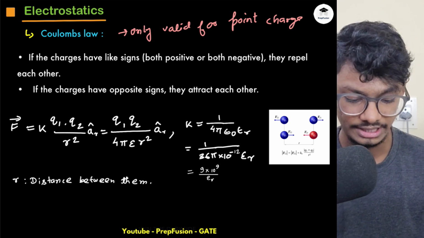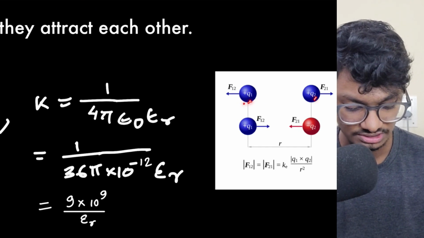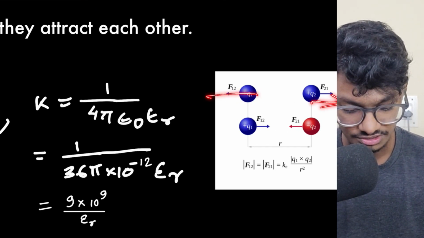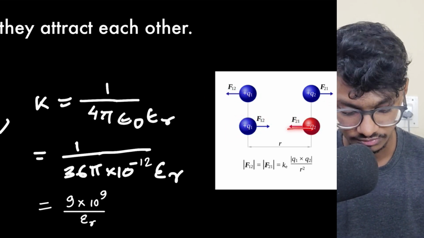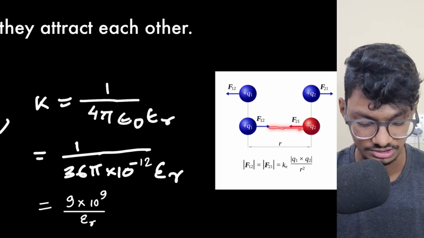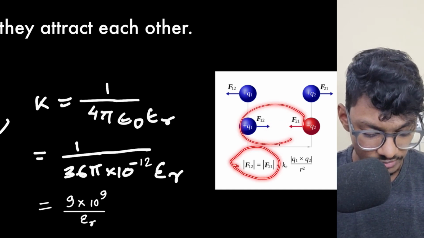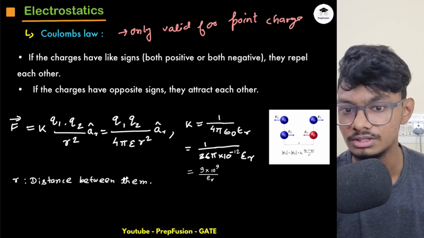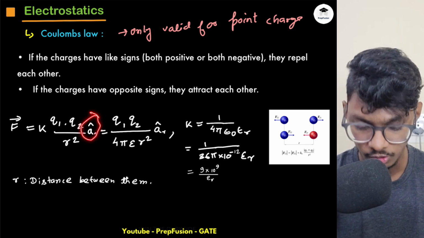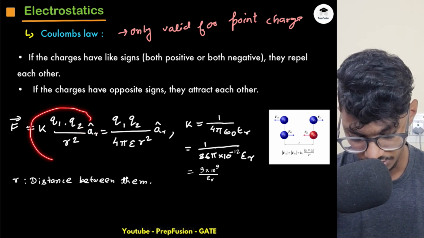Okay, so the directions will be like this. If they are both plus, they will repel each other. If one of them is plus and one of them is minus, both of them will attract each other, both will come towards each other. The magnitude of the force will be the same, but the directions will be opposite. We'll talk about the direction in detail, don't worry. Just take care of this magnitude.